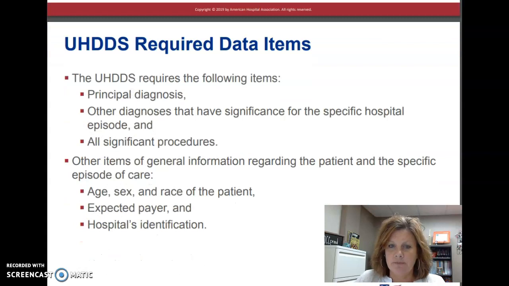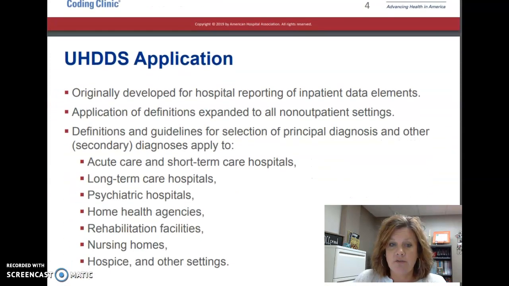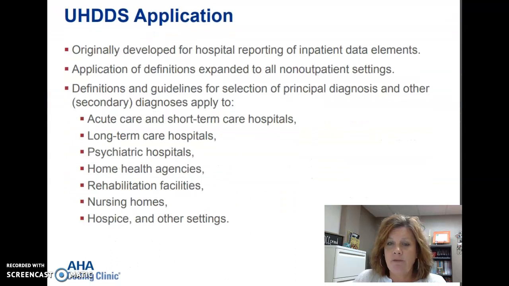So what's all on there? The basic thing is going to be principal diagnosis. Other diagnoses that have significance for the hospital episode, any procedures. And again, age, sex, insurance, who's going to pay, or is it yourself, and hospital identification. Okay, so originally developed for hospital reporting of inpatient data elements. So other different things that it can apply to is you can read through the list here.